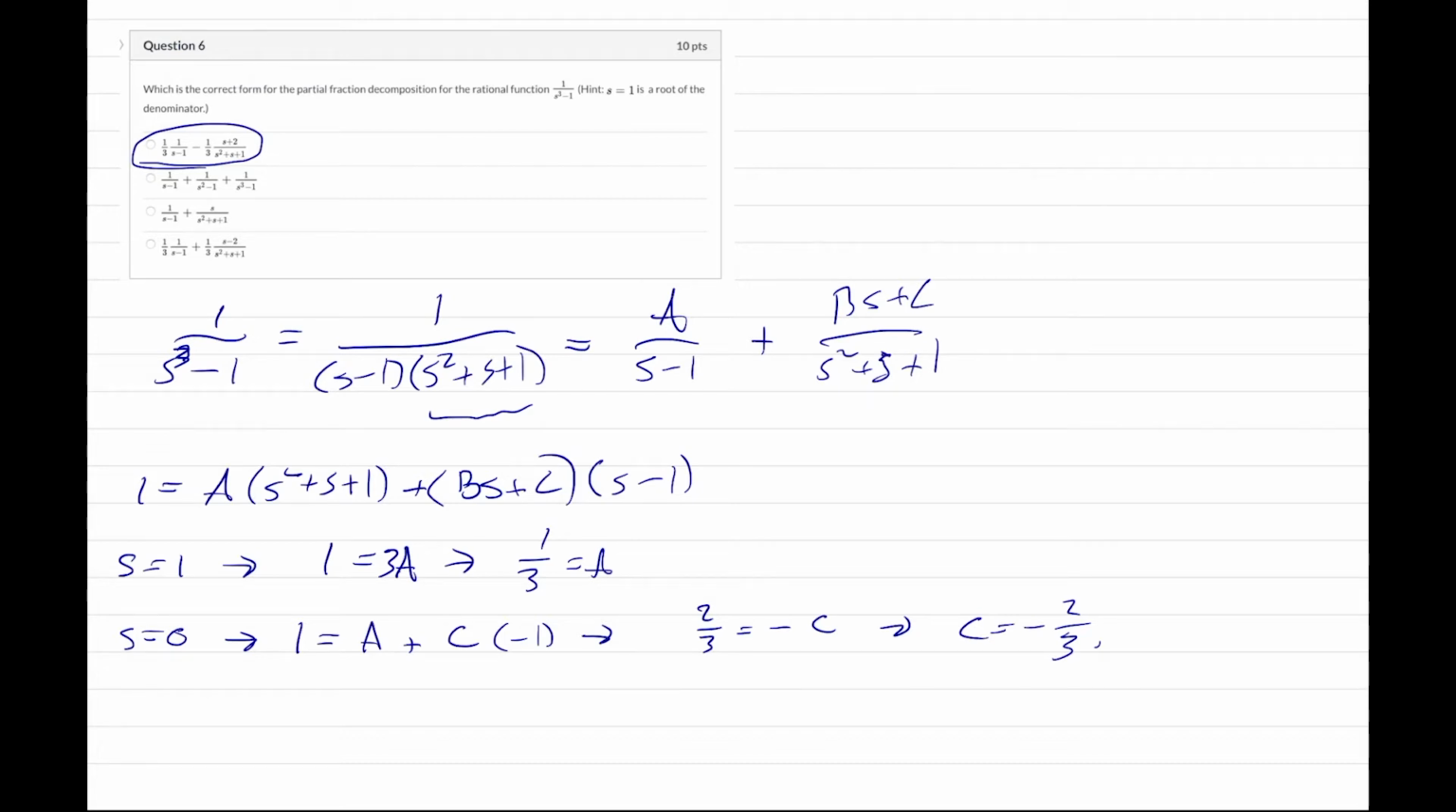I'm done. If you want to find B, then you can just pick another value, say s equals negative 1, and then we can just go ahead and plug in what we know for A and C. So for instance, we're going to get 1 is equal to, say, 1/3 times 1 minus 1 plus 1, so it's going to be 1, plus negative B minus 2/3 times negative 2, and then go ahead and solve for B. Okay.